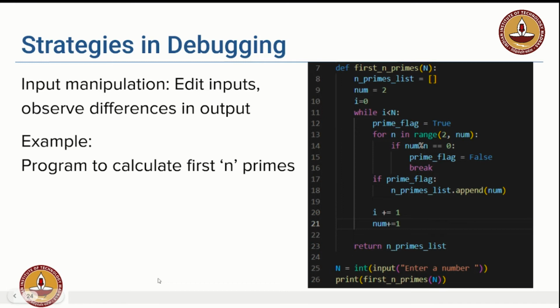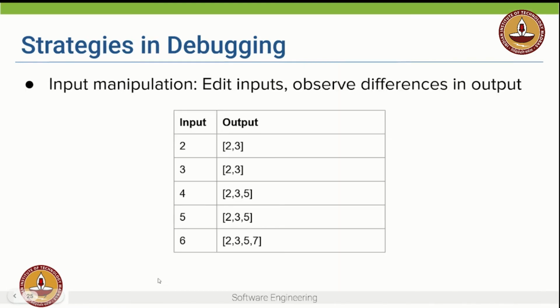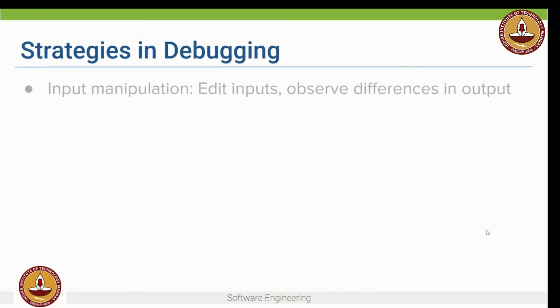So what did we do in this strategy? We just gave a different set of inputs. We looked at the outputs and then we tried to determine what the error is. So this is a strategy which you can use while you debug a given program. The first strategy which we saw was input manipulation. We give a set of inputs, observe the differences in output, and try to see what the fault or the error is.